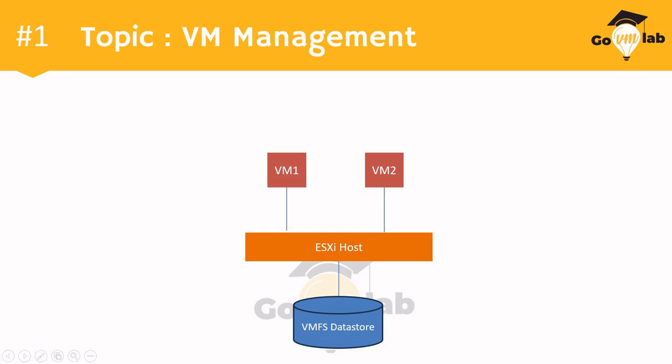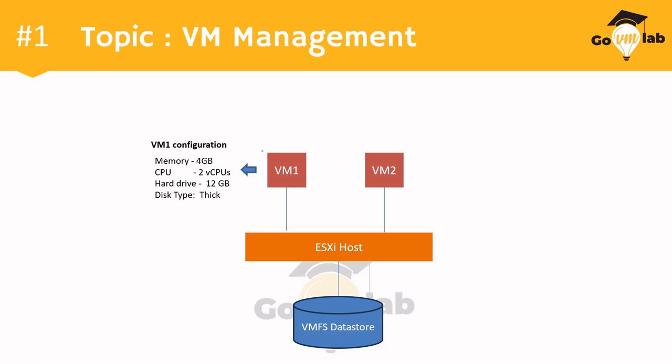What do we have in question number 1 of our VM management segment? In this diagram, which is one of the most simplified diagrams, we have one ESXi host, with VM1 and VM2 running on it, and this ESXi host has a VMFS data store where these VMs will be hosted. So your VM files will be hosted on the underlying VMFS data store. The simplest architecture.